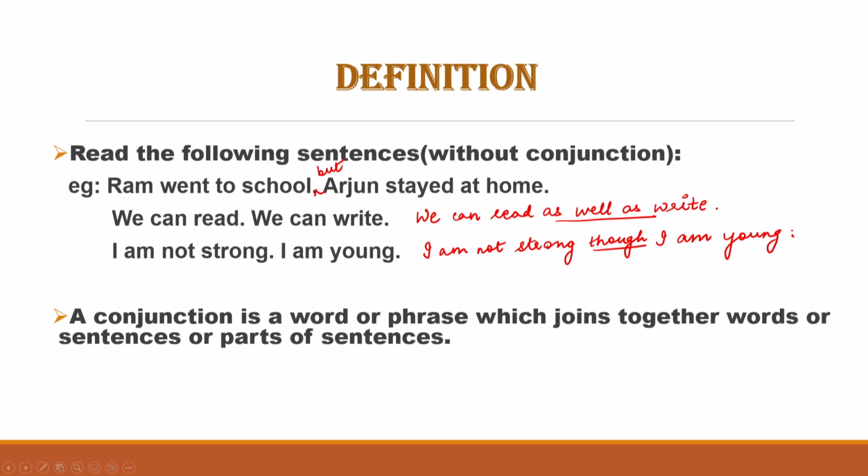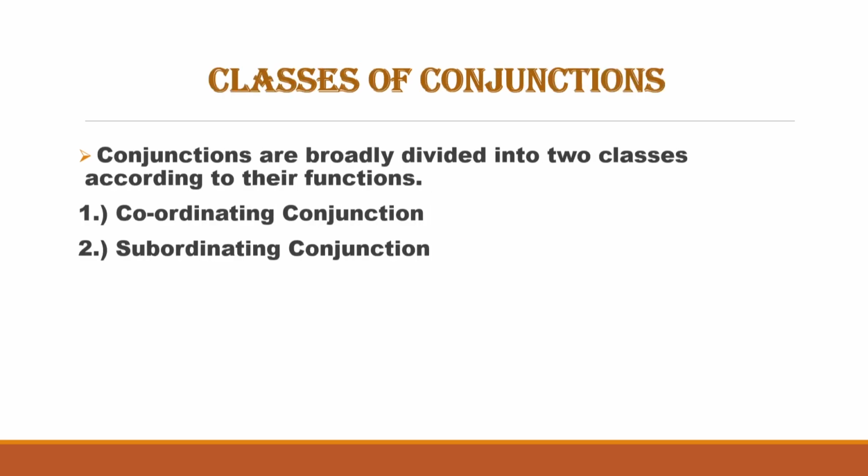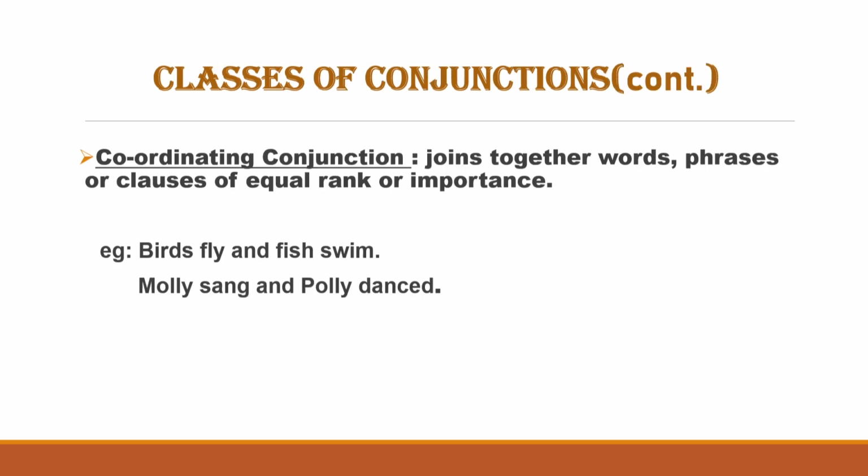Hence the words but, as well as, though are all your conjunctions. They join together sentences and often make them more compact. Thus, they help to say things in a simple and short way. So, is it clear? Now, moving on. Conjunctions are broadly divided into two classes according to their functions. First is coordinating conjunctions and the second one is subordinating conjunctions.